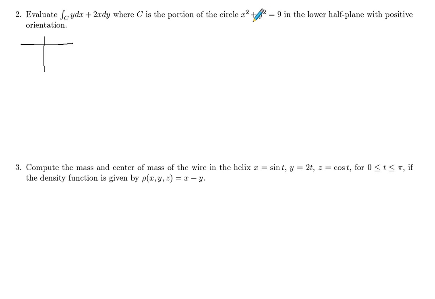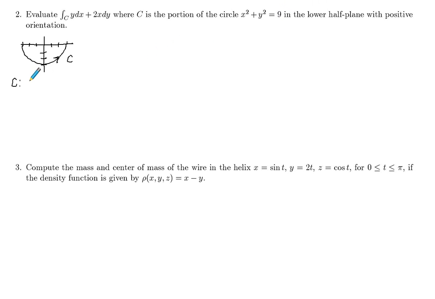So this is just a circle of radius 3, and we're looking at the lower half of that circle. So it looks something like this. And let's see, we've got positive orientation, which is counterclockwise, so that curve is oriented like that. That's our C.